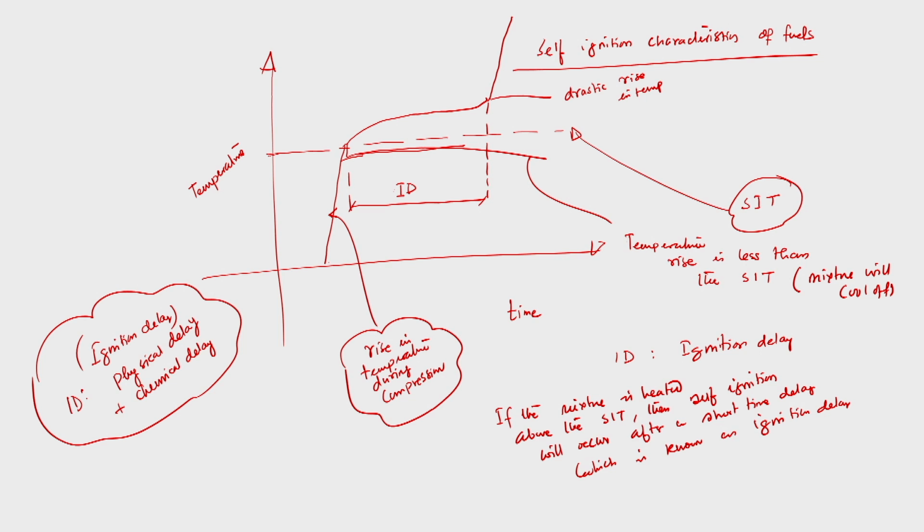Physical delay is a time delay associated with many issues. Whenever we supply fuel, self ignition will occur, of course in the context of a compression ignition engine. We can't think about self ignition in the case of a spark ignition engine. So self ignition means compression ignition engine, and it depends upon the total ignition delay.